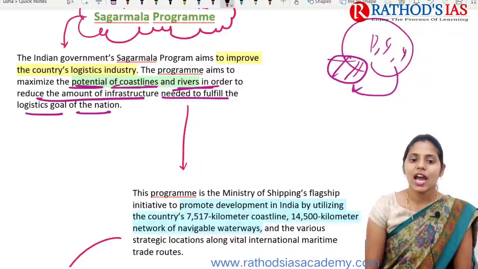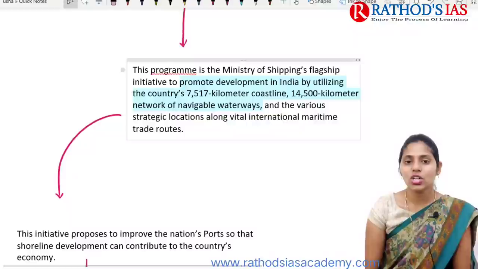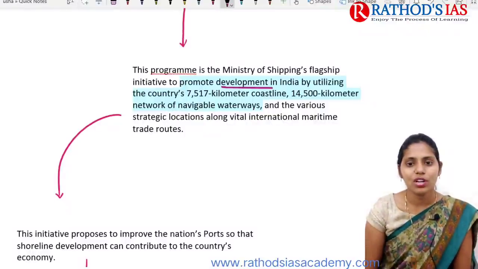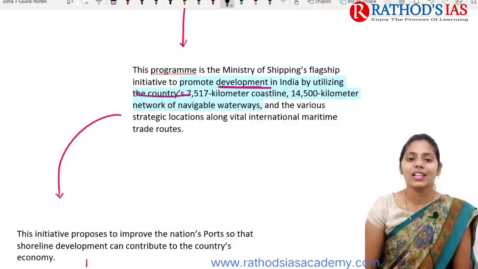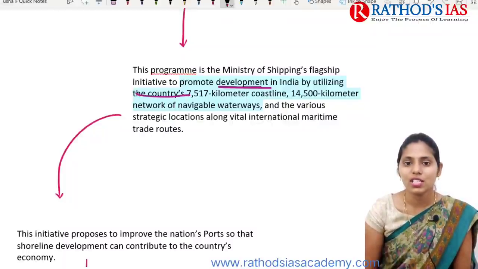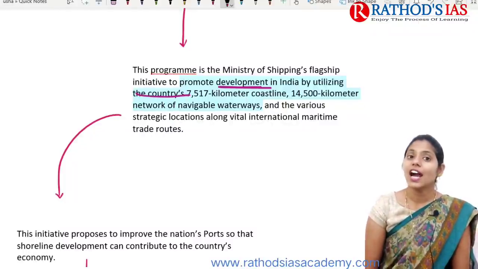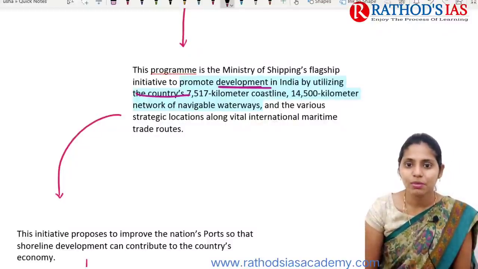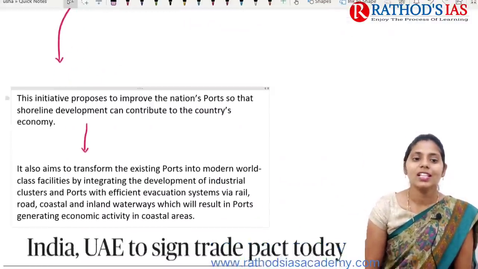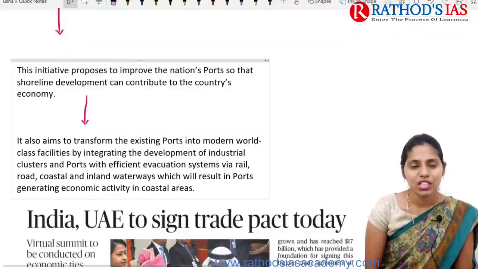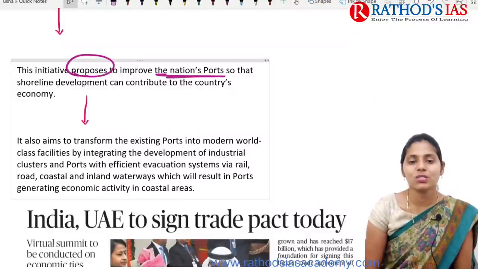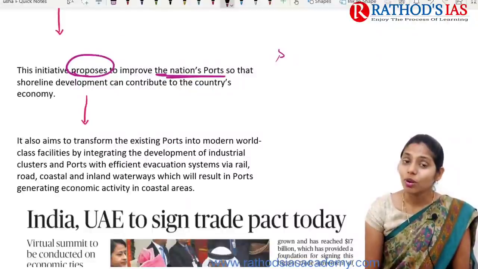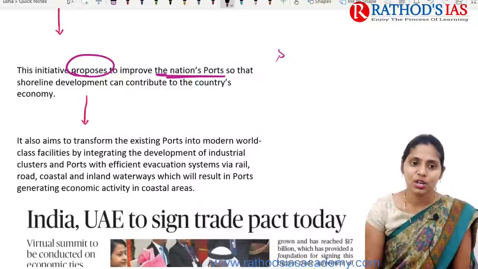in the nation. And this program is the Ministry of Shipping's flagship initiative, and they are mainly focusing on promoting development in India by utilizing the country's 7517 kilometers of coastline, and is also focusing on a 14500 kilometers network of navigable waterways as well. And the initiative proposes to improve the nation's ports, and it is also focusing on shoreline development, which will contribute to our country's economy.